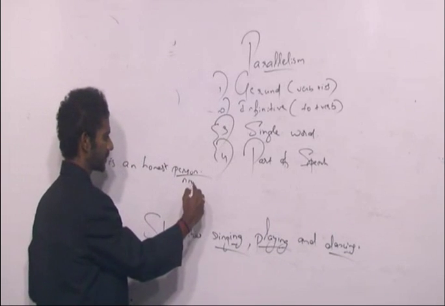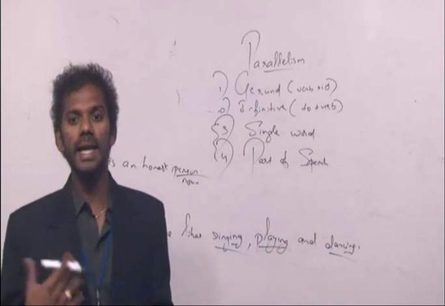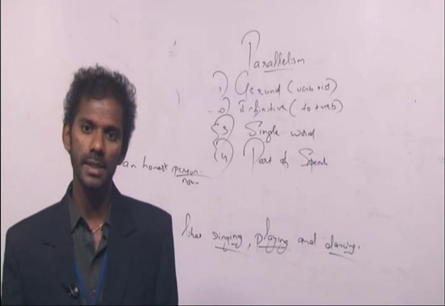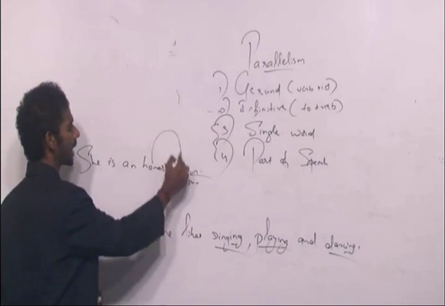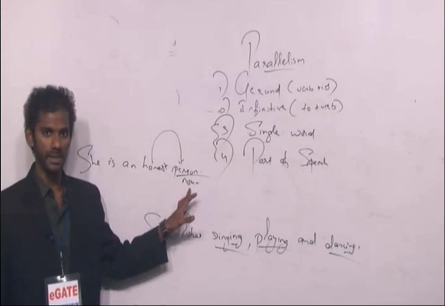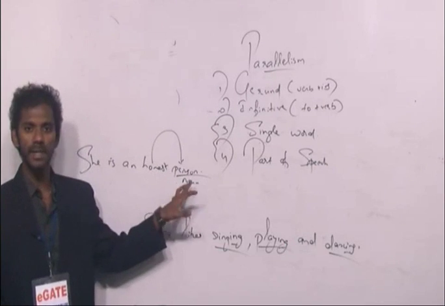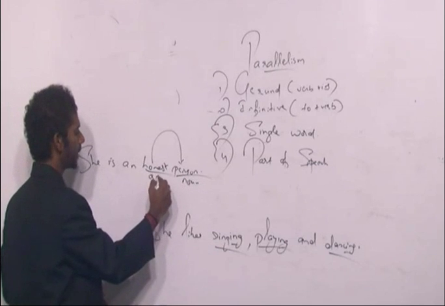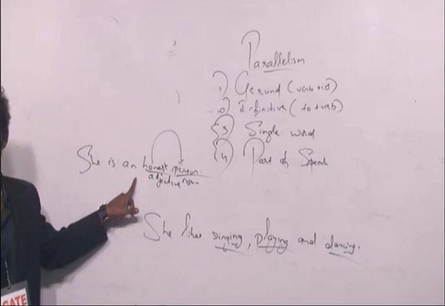Person is a noun. Right, person is a noun. If I ask you what kind of person, the answer is honest person. That means the word honest describes person. Person is a noun. Any word that describes a noun is termed as an adjective. So in this sentence, honest becomes an adjective.